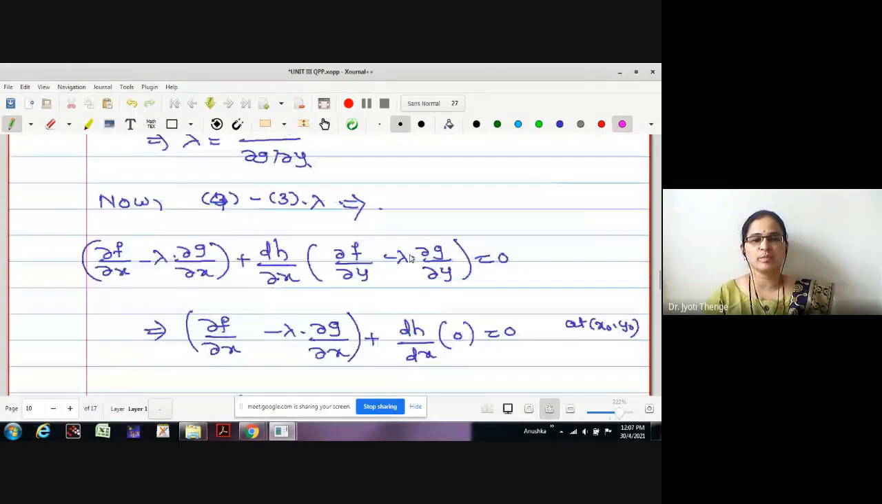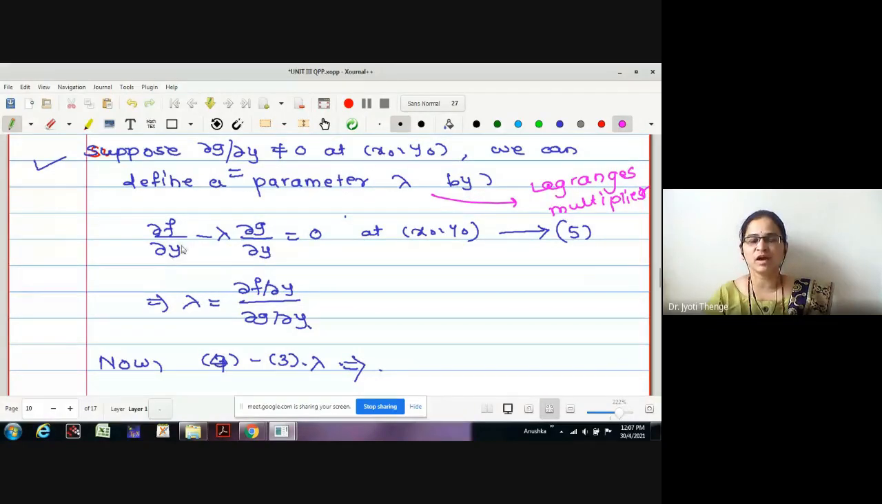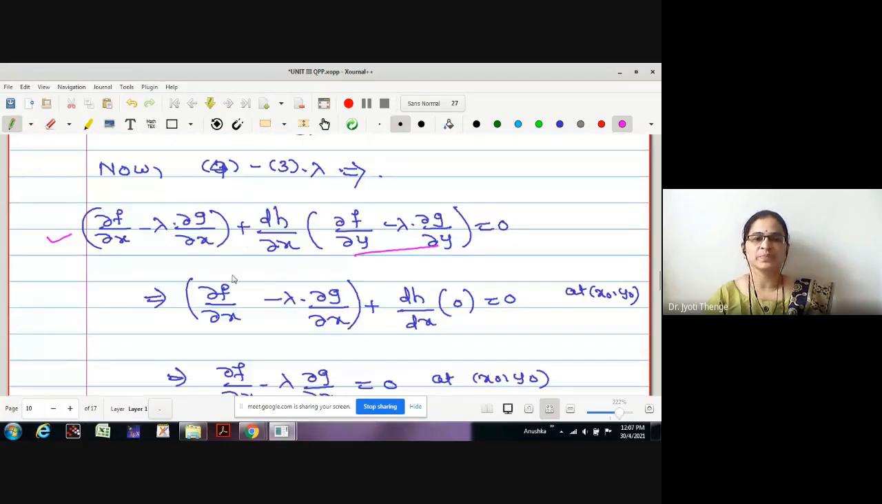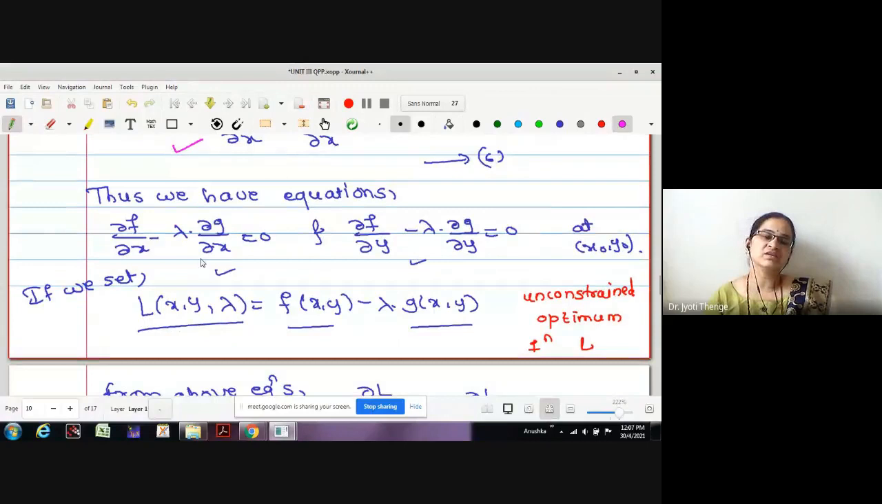Then we will do an algebraic operation. We will multiply 3 by lambda and subtract from 4. This is the equation we obtain, but this equation we have already kept to be 0. We have found the value of lambda, which is obtained by dou f by dou y minus lambda times dou g by dou y. Therefore, putting the value of the second bracket equal to 0, we obtain the first bracket also equal to 0. Now we have in hand two equations. The first is dou f by dou x minus lambda times dou g by dou x equals 0. Similarly, dou f by dou y minus lambda times dou g by dou y equals 0, evaluated at the point x naught, y naught.